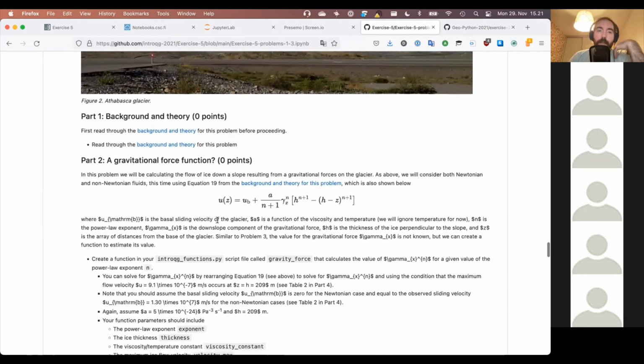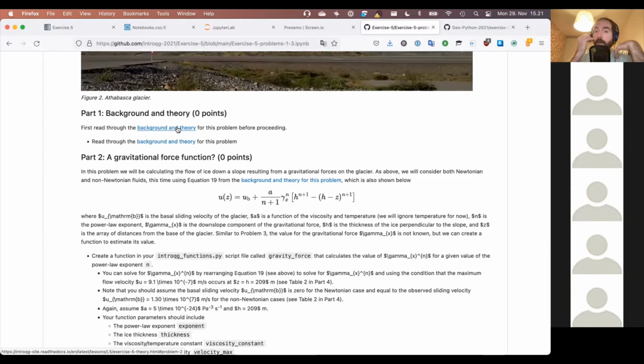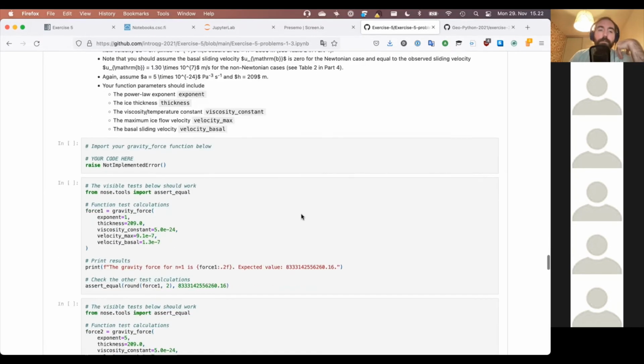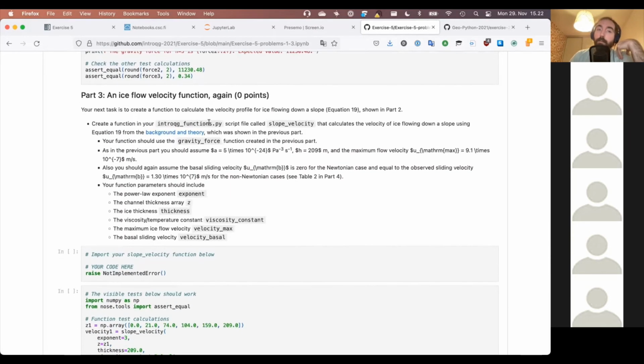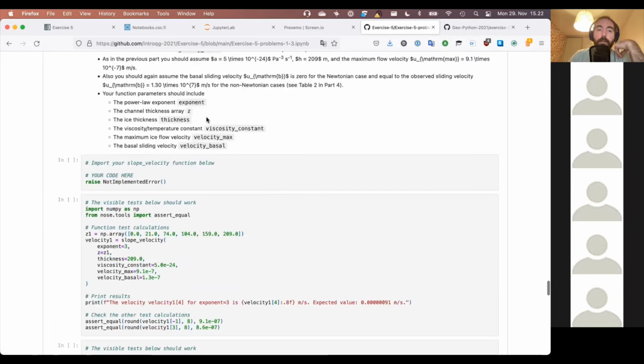And again, you're given a link first to the background and theory, so you can read through that. Then you've got a velocity function here, where you're asked to first come up with a gravitational force function, because we don't know this term gamma x that relates to the gravitational force. And so you have to find a function to solve for this gamma x to then be able to calculate what that gamma x value would be for different power law exponents. So you make that function, very similar to problem number 1. Then you make a velocity flow function, again, similar to problem number 1.